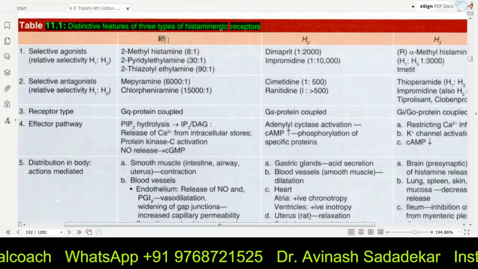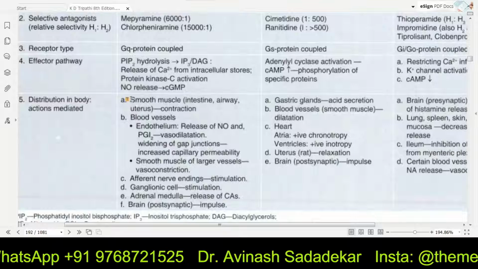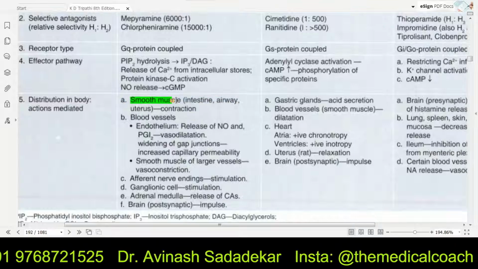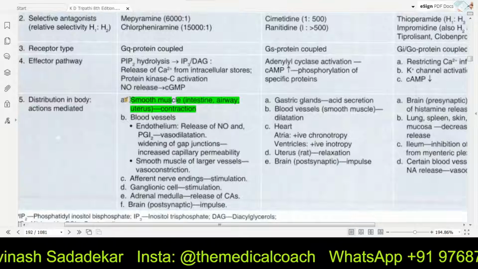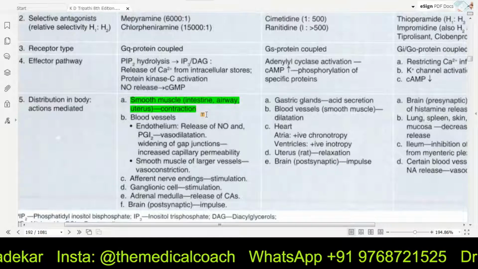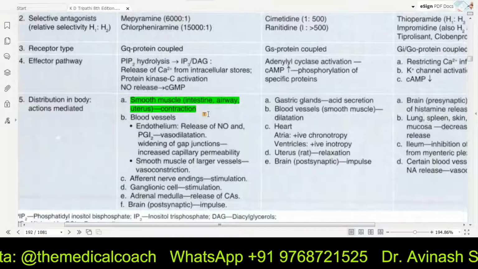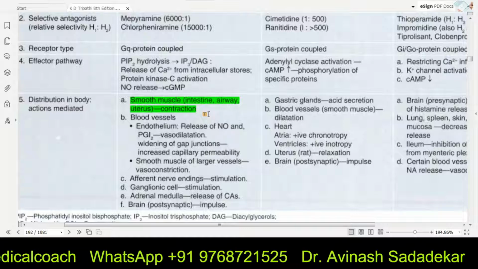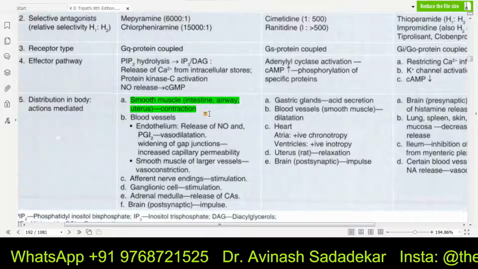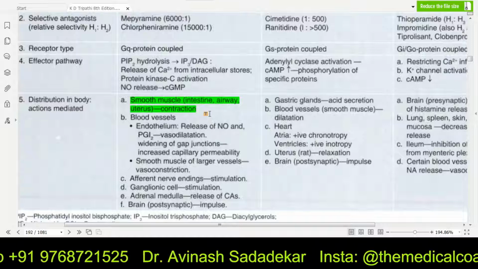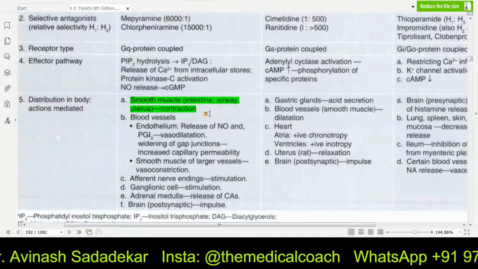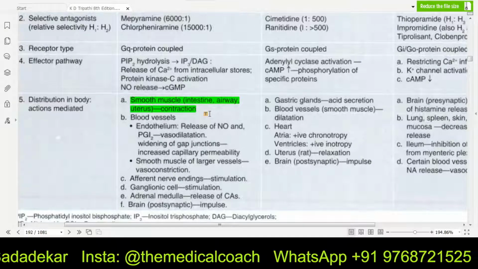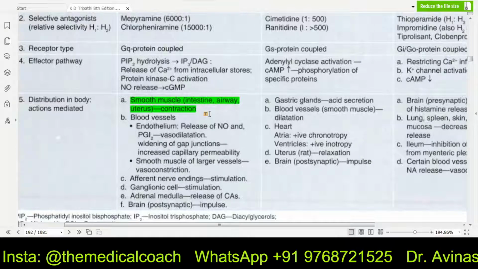The H1 receptor is located on the smooth muscles of the intestine, airway and the uterus, and when histamine attaches to the H1 receptor, it causes contractions of the muscles of the intestine, the airway and the uterus. That's the reason why in allergic conditions histamine causes bronchospasm, right? It will also cause the intestine to undergo spasm.